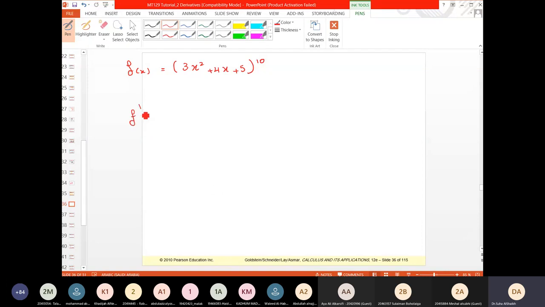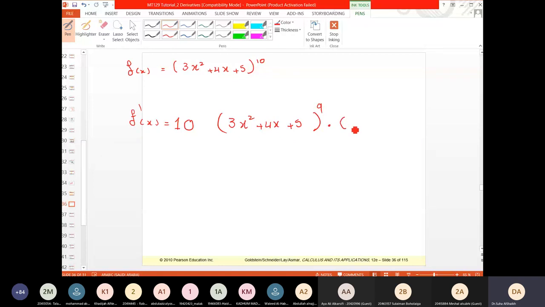We say f dash x is equal to the derivative of the bracket. What is the derivative of the bracket? It is 10 times the bracket to the power 9, and inside I have 3x squared plus 4x plus 5. Am I done? No, I'm not done. I have to multiply with the derivative of what is inside.